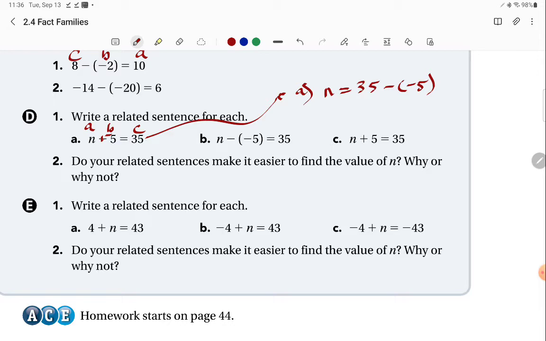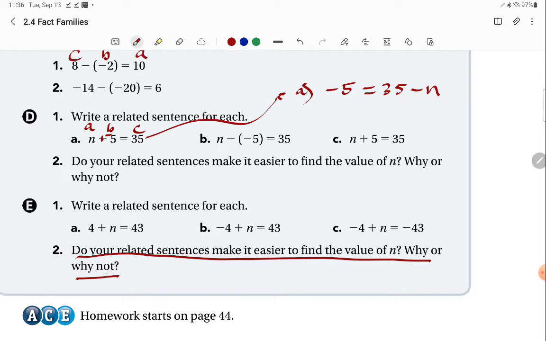Okay, so it's just like what we did before, but now the goal down here is to think about, hey, when you rewrite it, does it make it easier to find the value of N? Because if you rewrite it like this, yes, it does, because you can just say, well, N has to be 40 to make that true. But if you rewrote it, let's do this. If you rewrote it as B equals, so we kept B by itself, so it would be negative 5 is equal to 35 minus N. That maybe not so much.